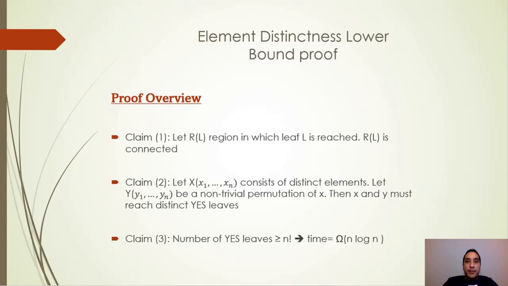The third claim relies on the second claim, and we claim that the number of yes leaves, or the number of possible solutions, is going to be greater than or equal to n factorial. And if so, we will conclude that the lower bound of such problems is going to be n log n.